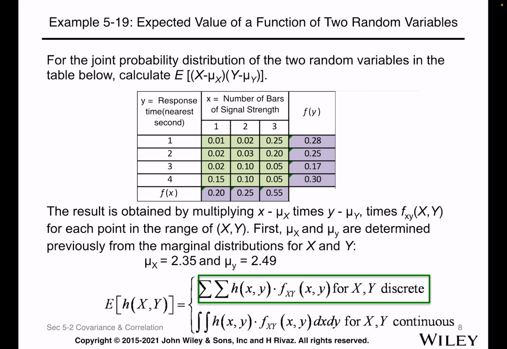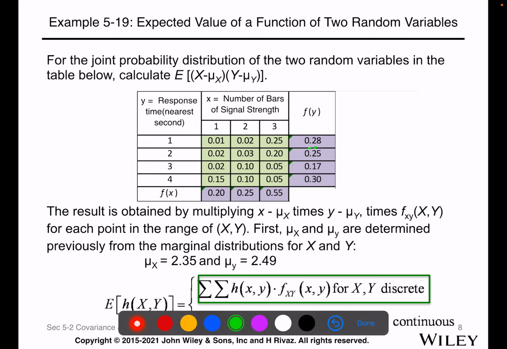Okay, so if I add up these four numbers, plus this, plus this, plus this, I should get 1. Otherwise, I have made a mistake somewhere. So now that I have my f of x and f of y, mu of x is easy to compute. Mu of x, which is the same thing as the expected value of x, that's just a notation, is equal to sigma x times f of x.